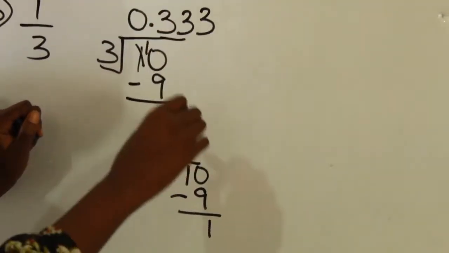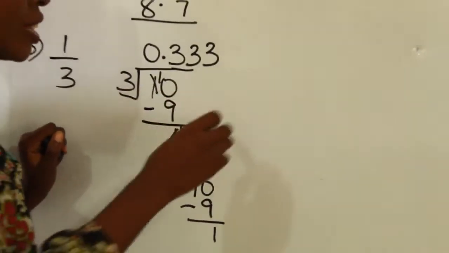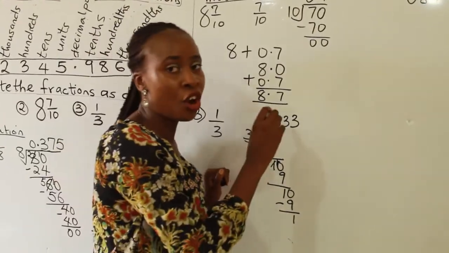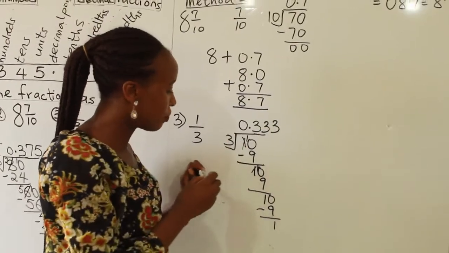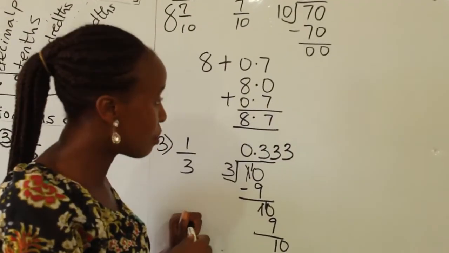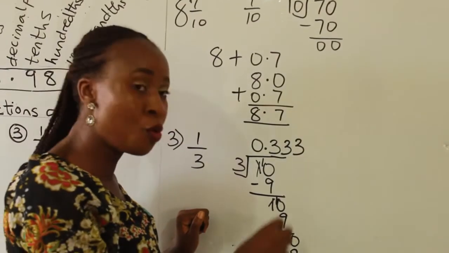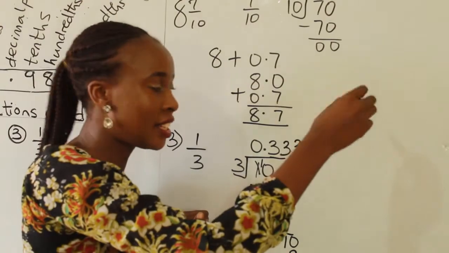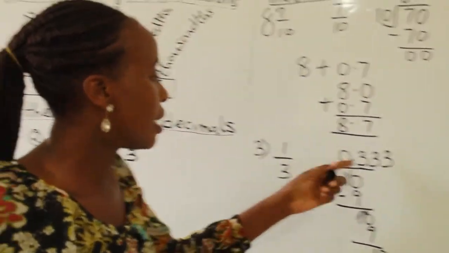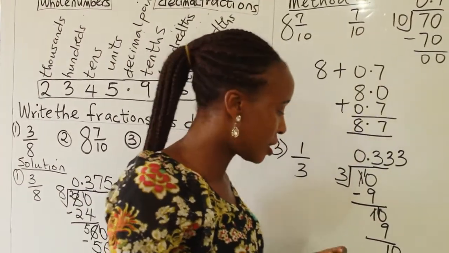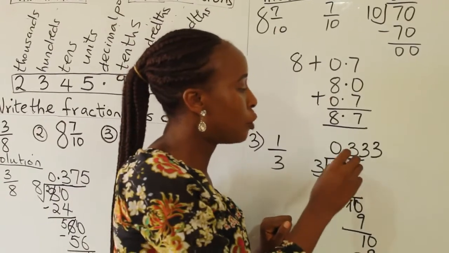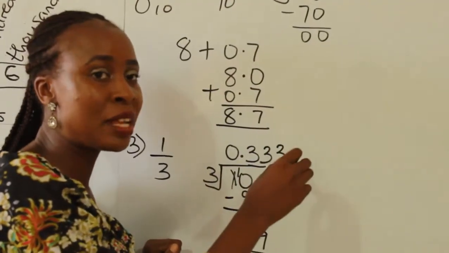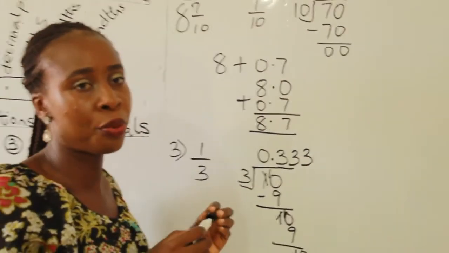If we continue to divide, we'll keep getting 3. This type of decimal is referred to as a recurring or repeated decimal, because we could keep dividing and getting 3, 3, 3, 3. So this kind of decimal is always referred to as a recurring decimal. If you're able to divide up to 3 and get 3 numbers after the decimal point, you can just stop. Alright.